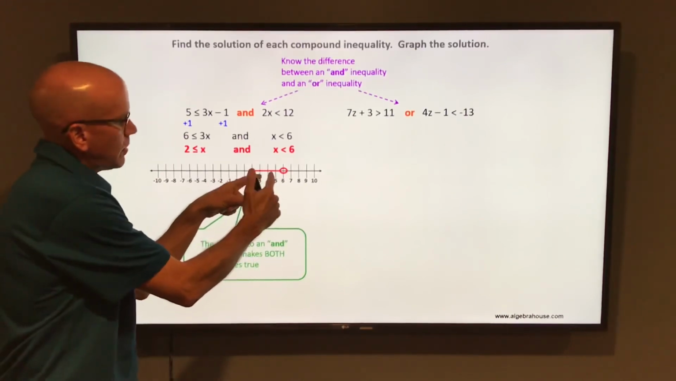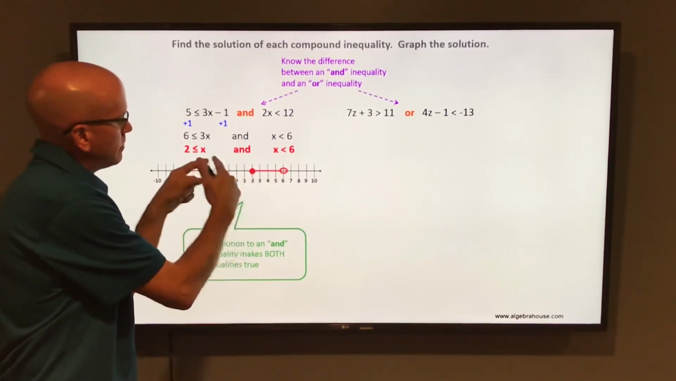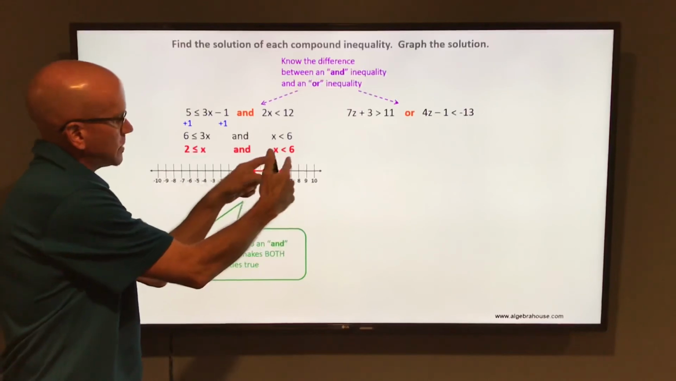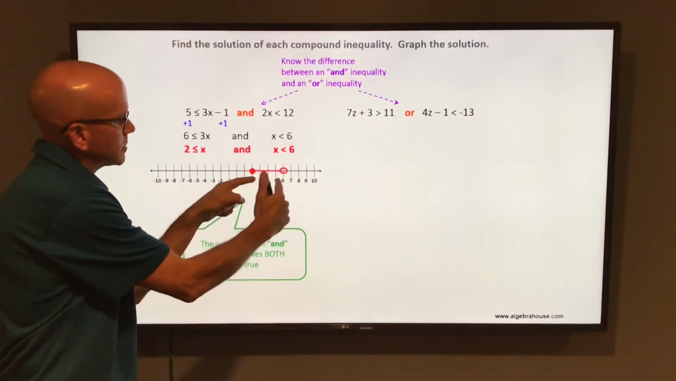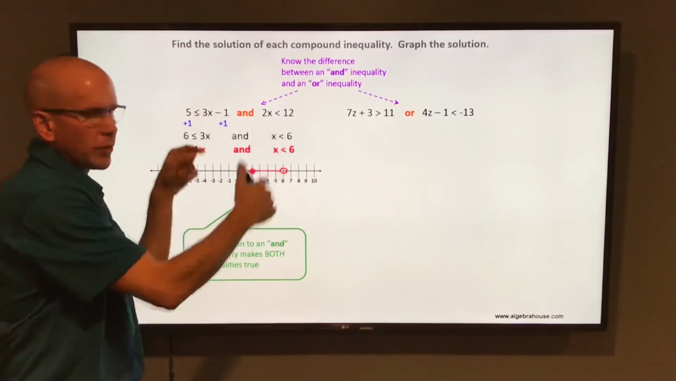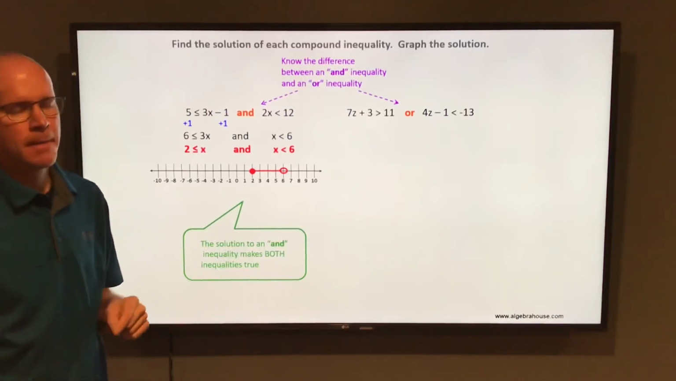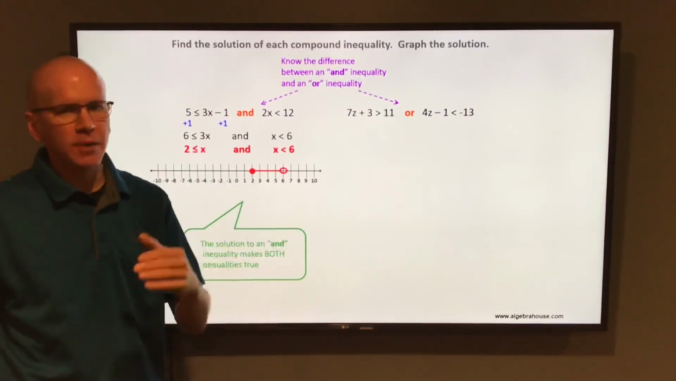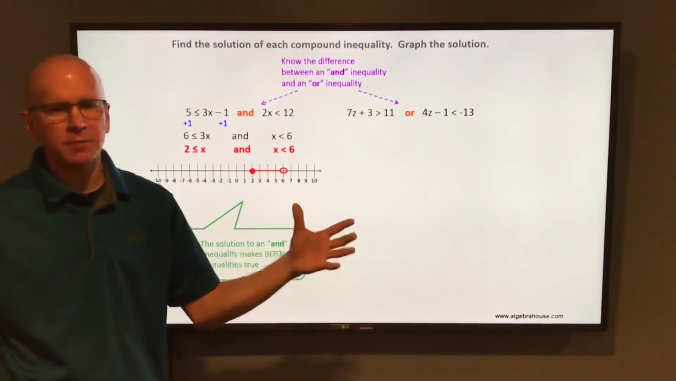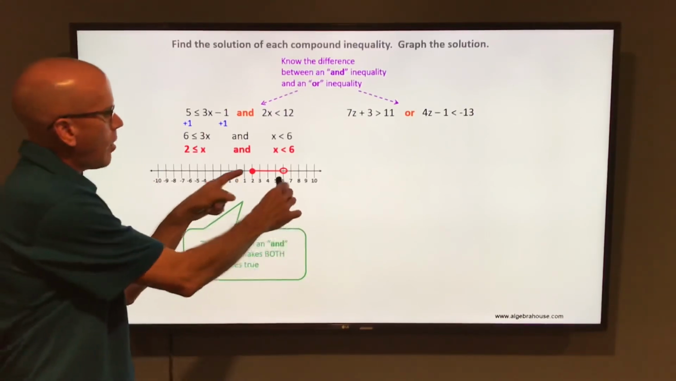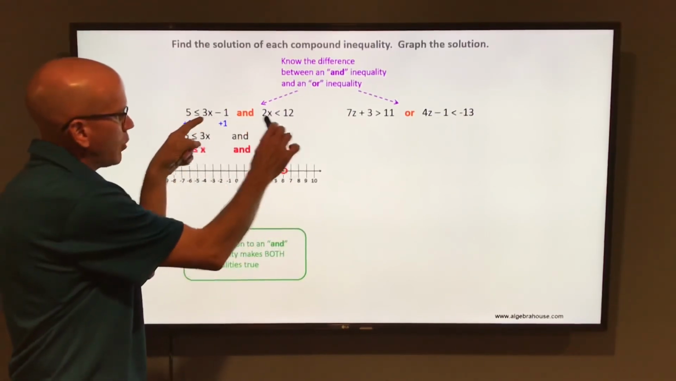The solutions on this graph from 2 is less than or equal to x and x is less than 6, any of those solutions will work in both inequalities. If you say he's tall and smart, he's both of those things. He's tall and he's smart. All those things together. All of these solutions work in both of these inequalities.